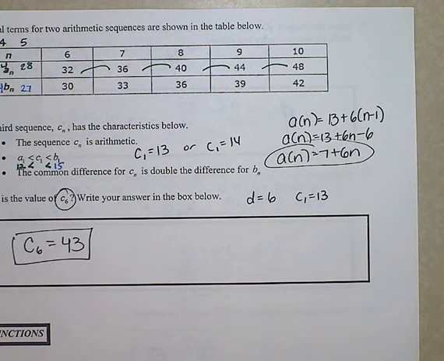But that's assuming that I let what be C sub 1? 13. If you chose C sub 1 to be 14, you get a slightly different answer. Okay, whoever's shorter between the two of you, please explain to your partner.